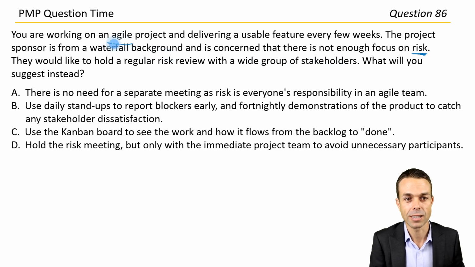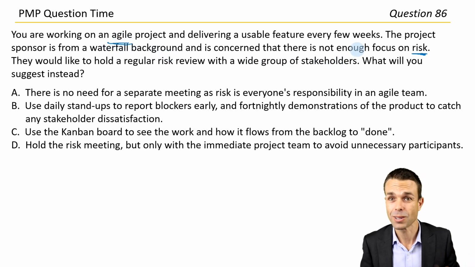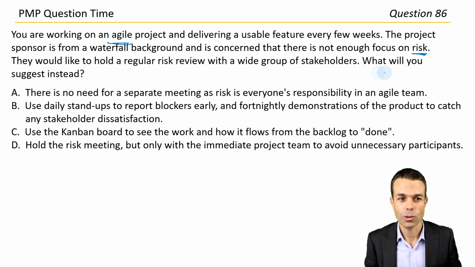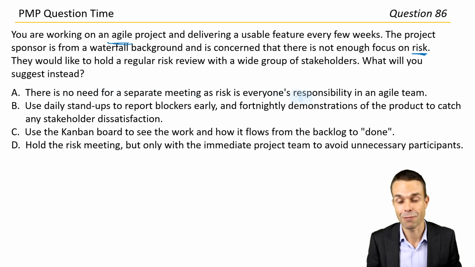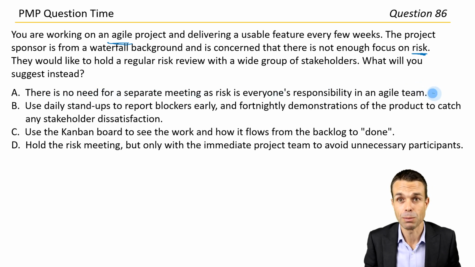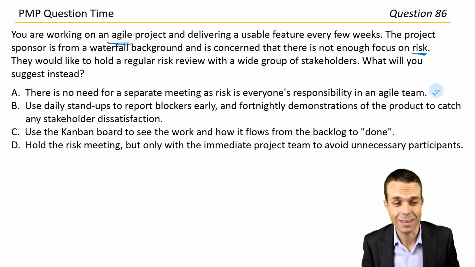Okay, so agile project. We don't want big meetings because that can end up being a waste of time. We want small focused meetings, like stand-ups and demonstrating the actual work. So how do we manage risk on an agile project? There is no need for a separate meeting as risk is everyone's responsibility in an agile team. Sort of, but maybe we could do something a bit more here. So a low maybe for that one.